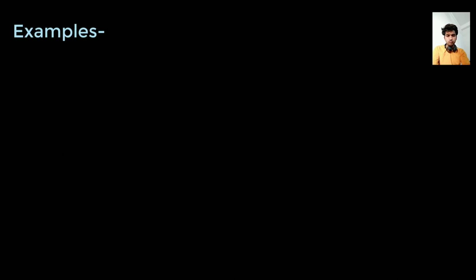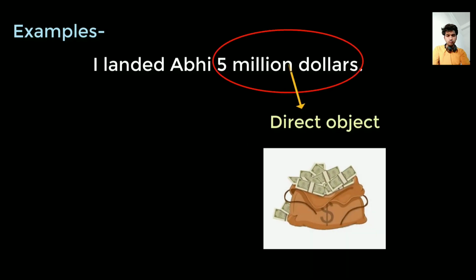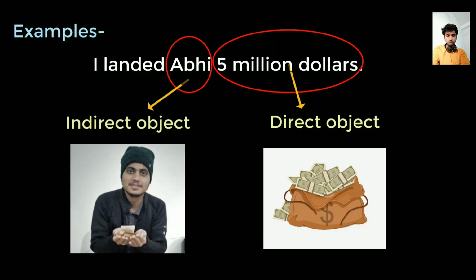Let's take one more example. I lended Abhi $5 million. Before we find out the indirect object, let's find out the direct object first. I lended what? $5 million. That's a huge amount of money. Who's receiving this? Let's find the indirect object now. Who's receiving this huge amount of money? Abhi. So Abhi is our indirect object. Abhi is receiving this direct object, which is $5 million.